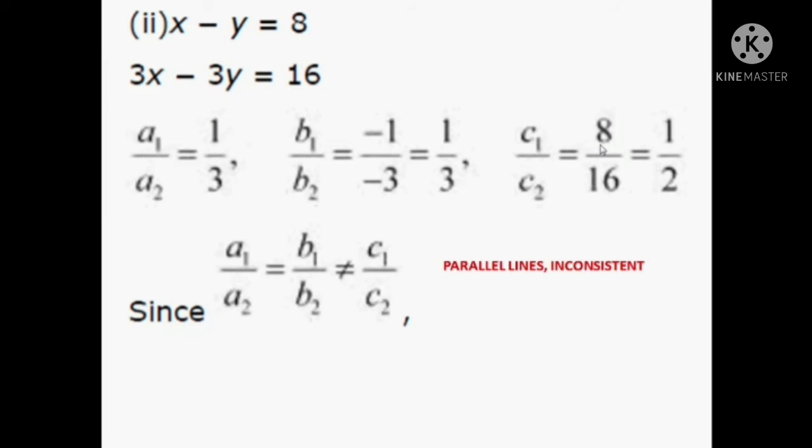Now, let us do question number 2. x minus y is equal to 8, 3x minus 3y is equal to 16. Now, let us see the ratios. A1 by A2 is 1 by 3, B1 by B2 is minus 1 by minus 3, that is 1 by 3, C1 by C2 is 8 by 16, that is 1 by 2. From here we can make out that C1 by C2 is not equal to A1 by A2 and B1 by B2. Therefore, they are parallel lines and they are inconsistent.